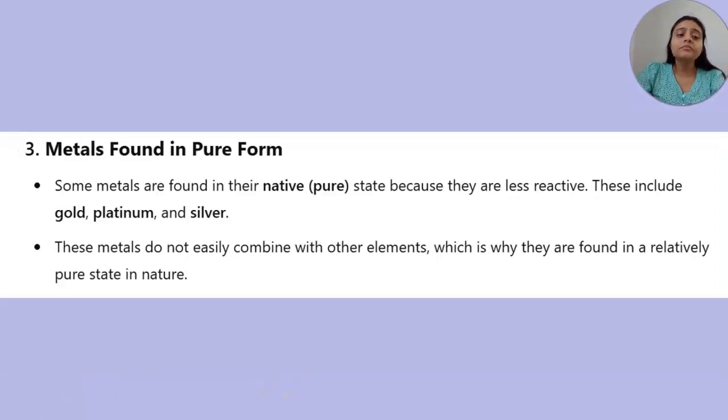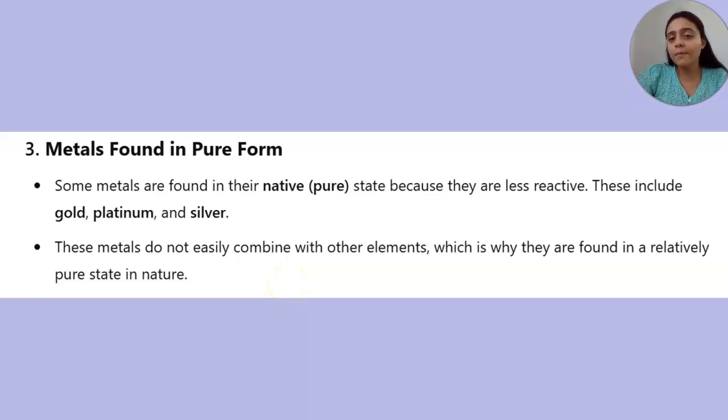Metals sometimes can be found in the pure form, and sometimes they are found as a compound, combined with oxygen, carbon, or halogens. Metals like gold, platinum, and silver can be found easily in the pure form, right? They are less reactive also. These metals do not easily combine with other elements, which is why they are found in a relatively pure state in nature.